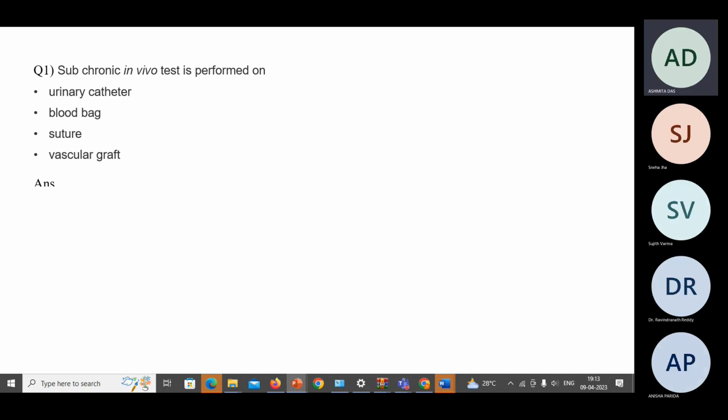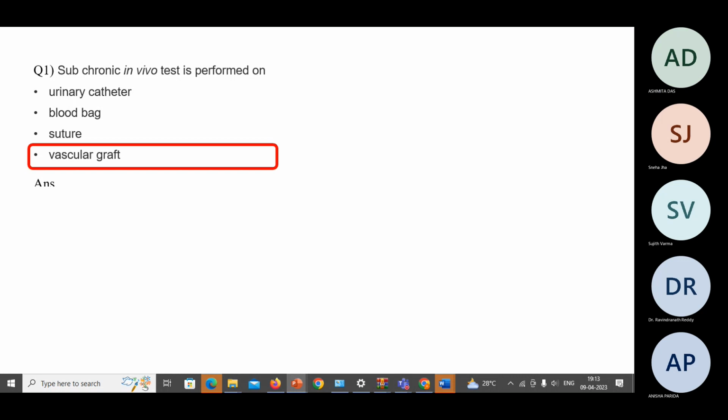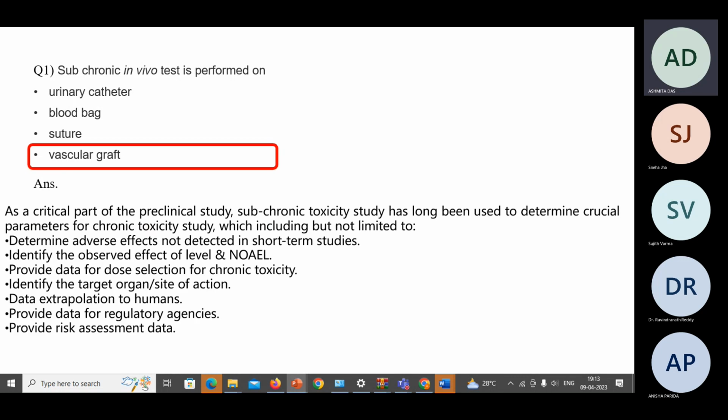Okay, so subchronic in vivo test is basically a test used to discover the effects a material with repeat exposure would have on a patient, including any compound and toxicity effect. So the correct answer is vascular graft.